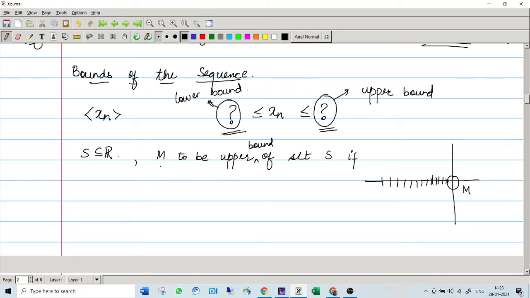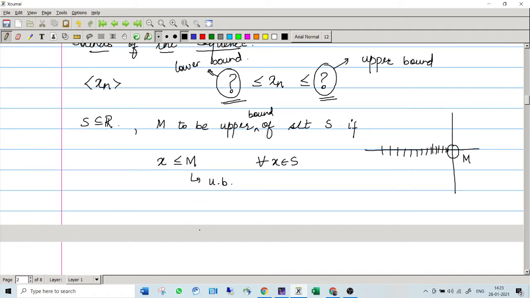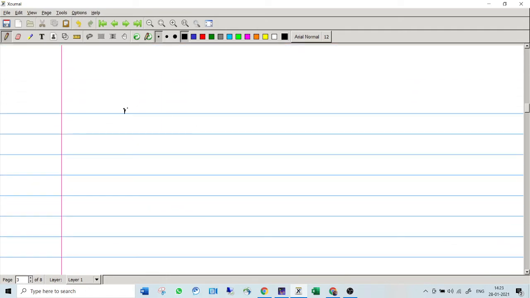When do we call M an upper bound of a set? If every element of S is less than or equal to that particular number M, then this M will be called an upper bound of the set S. And similarly, you can define small m to be the lower bound if, just make a guess.